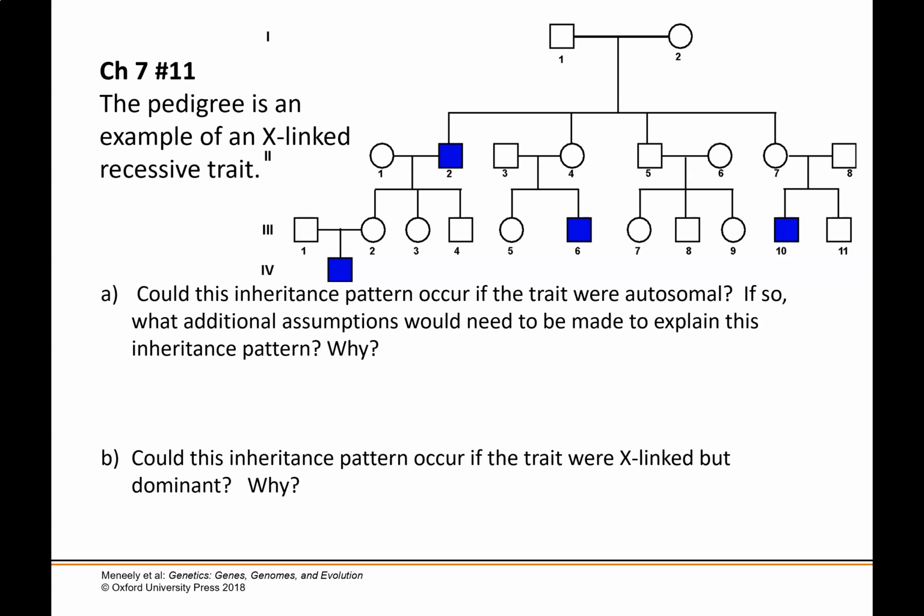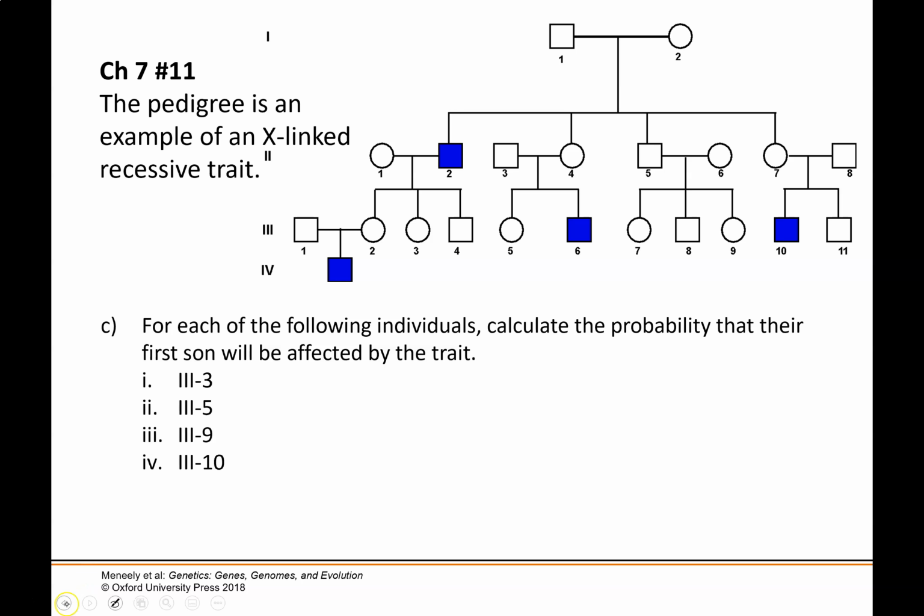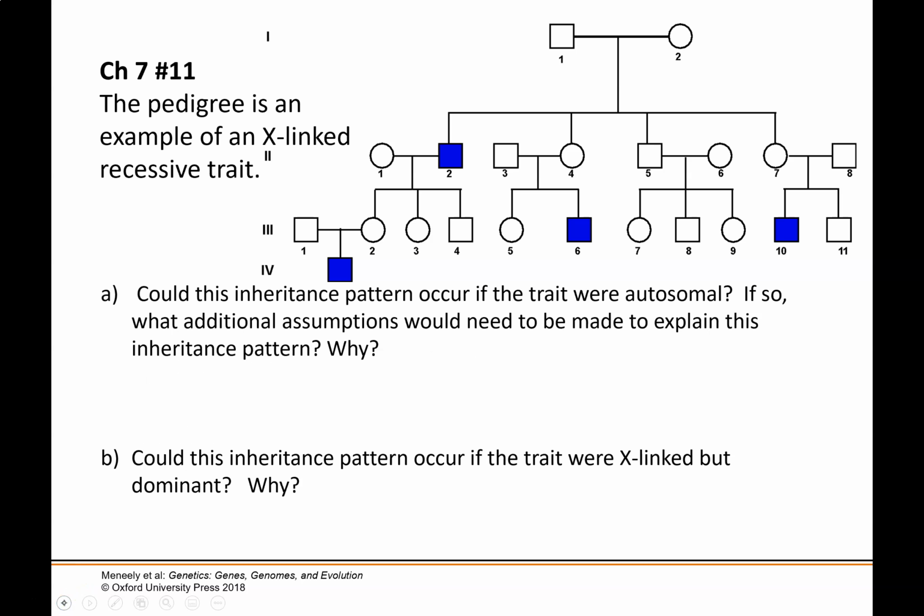So now let's look at a pedigree and let's work through a couple of questions associated with this pedigree. So for this pedigree, we have a set of questions. This is actually number 11 in your textbook, and there are three parts to this. So we're going to work through this one at a time. So anytime you get a pedigree, you are going to need to tell me the inheritance pattern.